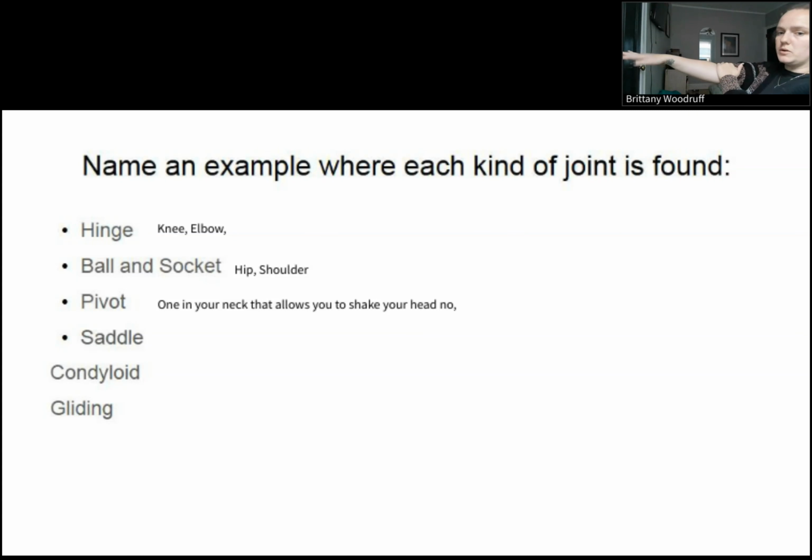That joint allows you to rotate your hand like this. So I'm not moving my elbow at all, just rotating my hand. That is a pivot joint. So that is the radio-ulnar joint.